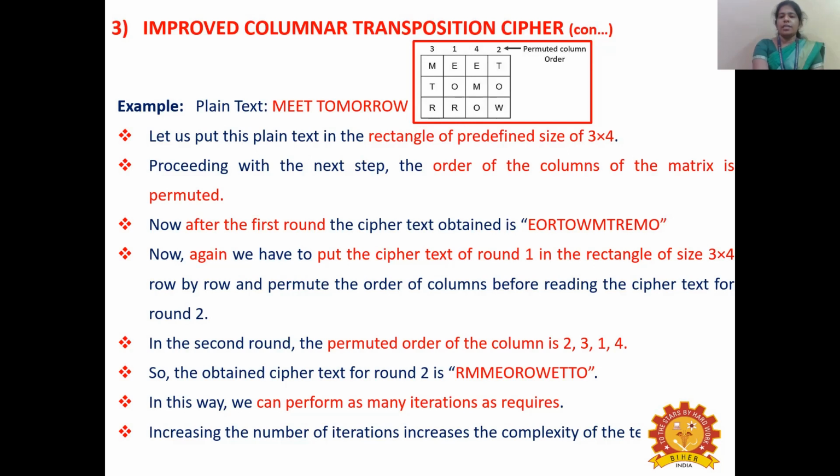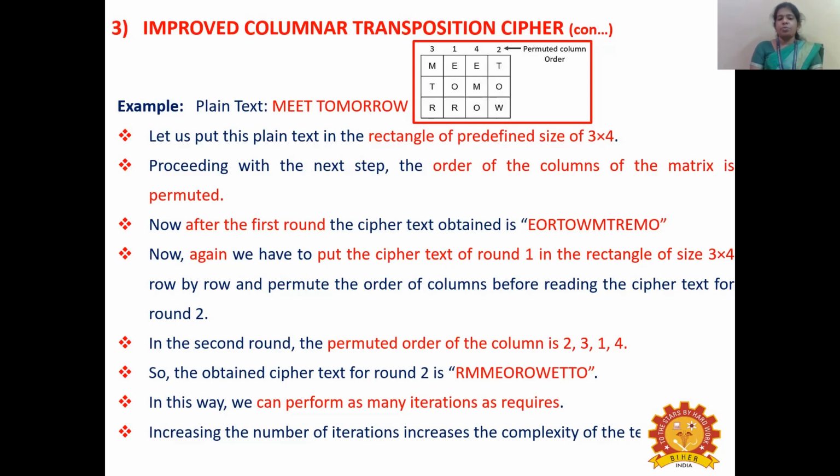For the first round, you have to write it column-wise as I already told. We are going to get the same ciphertext because we have given the permuted column order 3142 as in the previous type. So EO or TOW, MTR, EMO. First column, then second column, third and fourth. According to our permuted column order, we write the ciphertext from the plain text. This is the improved columnar transposition cipher. As I already told, you are going to perform this multiple times.